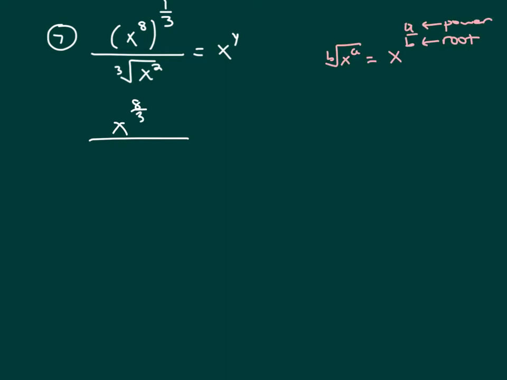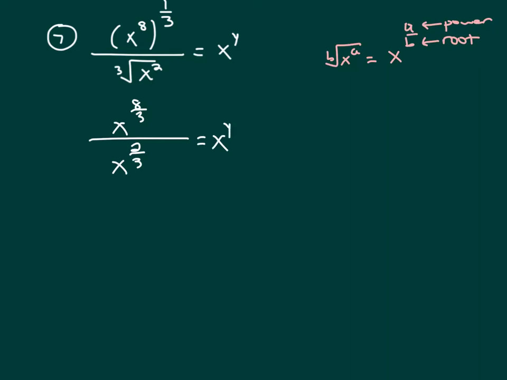Okay, now in the denominator, let's think about our rule over here, right? Power over root. If you have x to the a over b power, this number in the numerator is going to be your power, and the number in your denominator is going to be the root. So again, power over root. So if we're looking at this right here, we can see this is our power, and this is our root. So we can write this as x to the 2/3 power. And I'm going to bring down the equals x to the y.